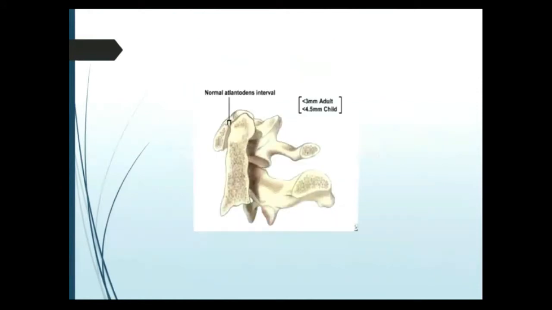So here's your atlas, your axis, the dens coming up in the middle, and your atlanto-dens interval, which is between the posterior border of the atlas and the dens. Normally in an adult, it's less than 3 millimeters, and in a child less than 4.5 millimeters. Interestingly, in a lot of the neurosurgery or radiology journals, the more important measurement is actually the posterior measurement, between the posterior border of the dens and the back of the body, and that's where the spinal canal is. So the spinal cord is actually behind the dens.